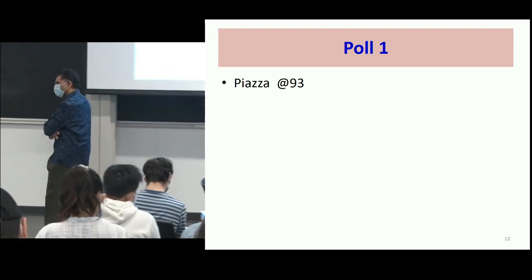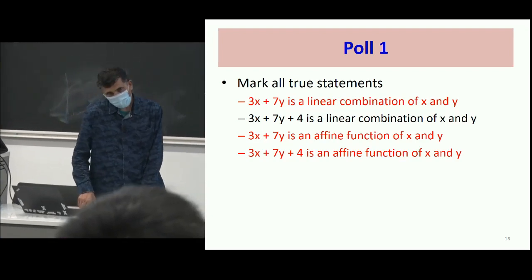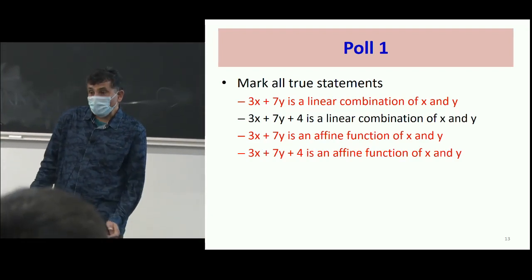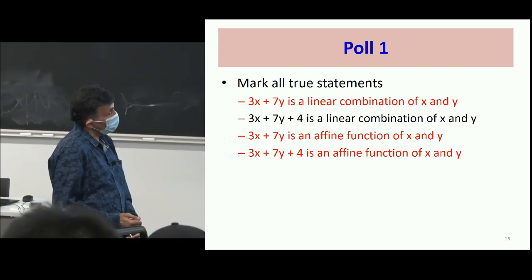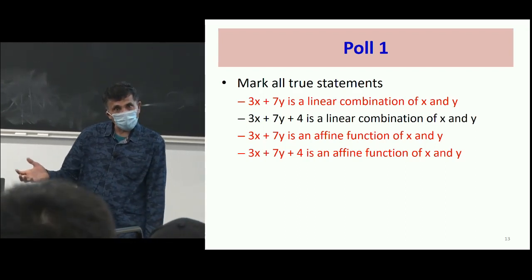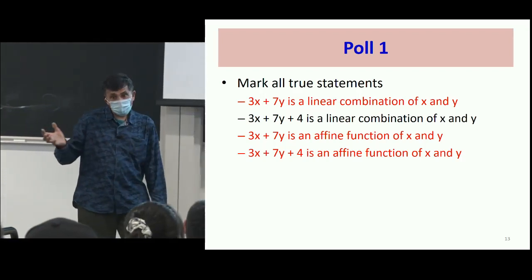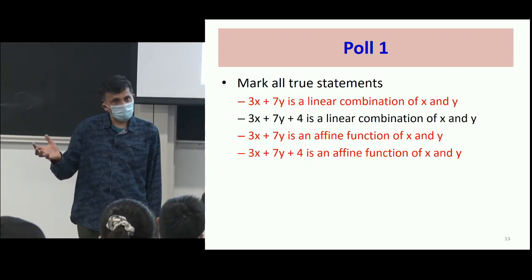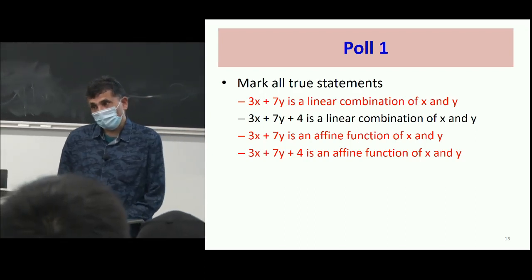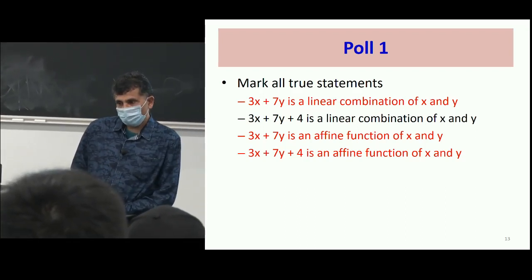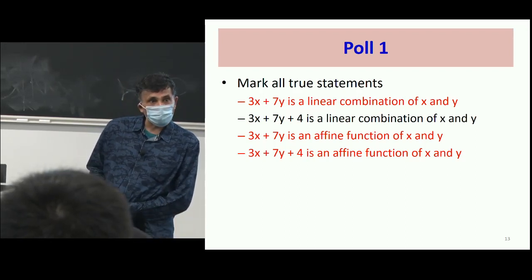All right. So I hope all of you managed to get it in. Of course, the poll was about making the distinction between linear and affine combinations. So 3x plus 7y, that's a linear combination of x and y. Everyone agree? Right? 3x plus 7y plus 4, is that linear? No. And so what was the characteristic of a linear combination versus an affine? You don't have the bias. If you equate it to 0, what's the difference between the two?